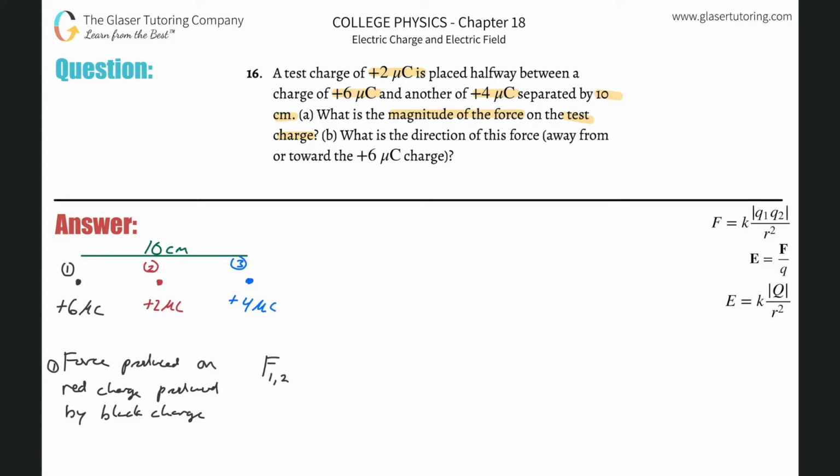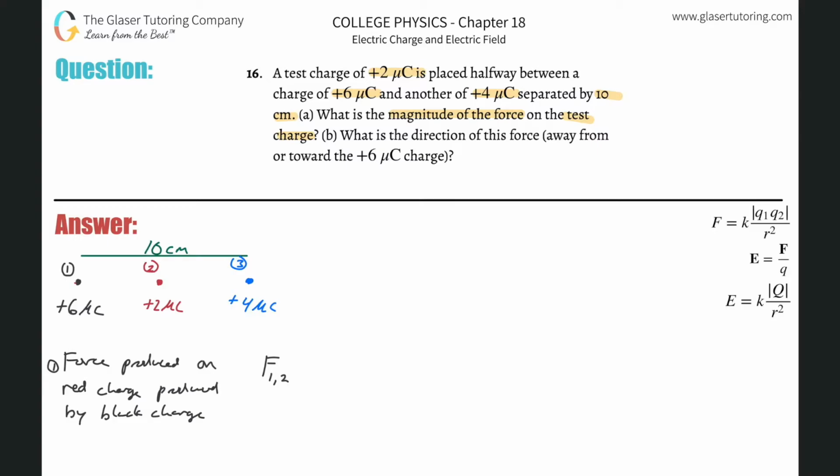Now, first of all, is this going to be an attractive force or a repulsive force between them? How do you know? Well, this is positive. This is positive. Do likes repel or do they attract? They repel, right? So if I'm just talking about these two charges right now, I know that there's a repulsive force. And I know that the red charge will produce a force on the black charge and will propel it to the left.